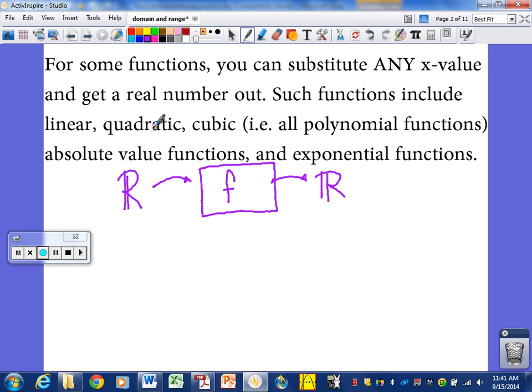Okay, so linear equations, quadratic equations, cubic equations, absolute value equations, exponential equations, all of these types of functions you can plug anything into. Okay, y equals 2x minus 4. I can multiply 2 times anything and it gives me a real number. Okay, that's a linear one. I can square anything. Everything is squareable. Positives and negatives, decimals, fractions, it doesn't matter, you can square it. Okay, you can cube anything.